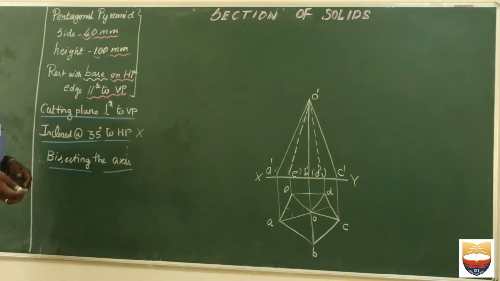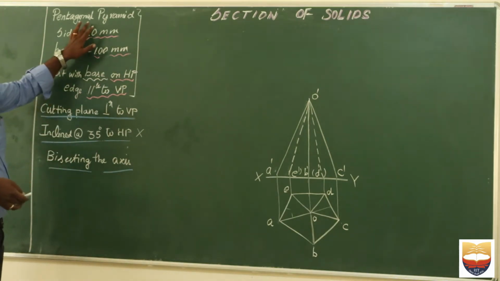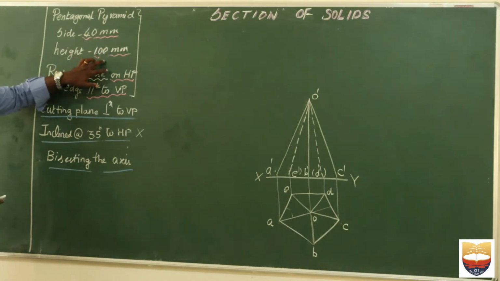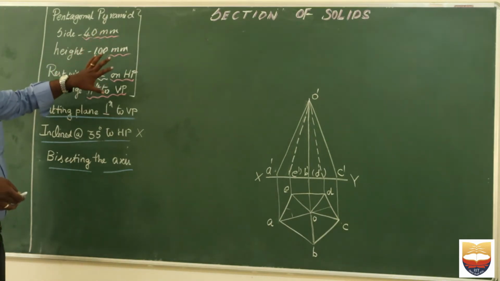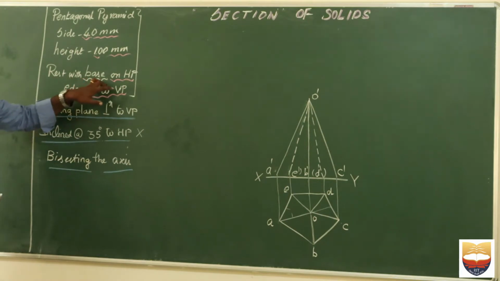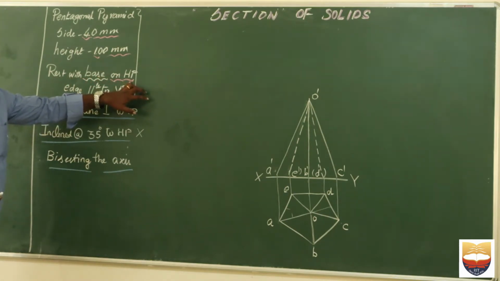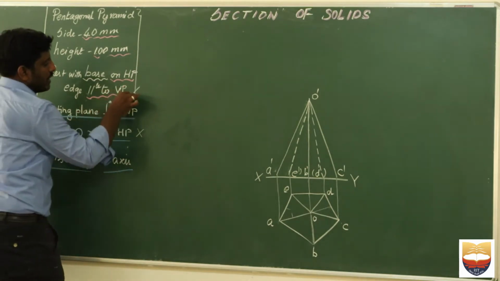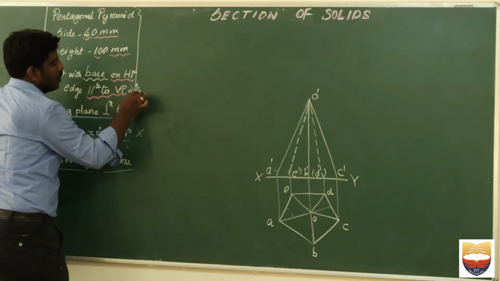The detailed problem is available in the description. A pentagonal pyramid of side 40 mm and height 100 mm. So this is what is given in the problem, where it is resting with its base on HP, where the base edge is parallel to VP. So I want to make a very clear note in case of a parallel to VP.